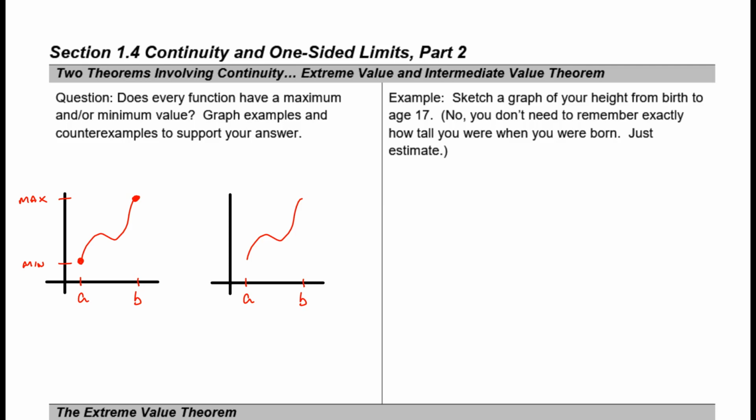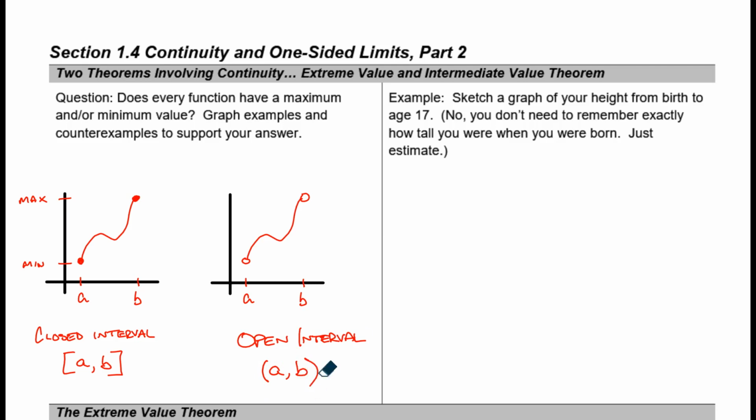So what I want to do now is show this graph as open circles at each end. Basically the difference between these two graphs is the one on the left is a closed interval. That function is defined on the closed interval from a to b. And the one on the right is an open interval. Using interval notation, that's a parenthesis rather than a square bracket.